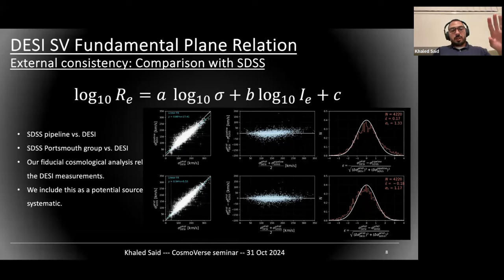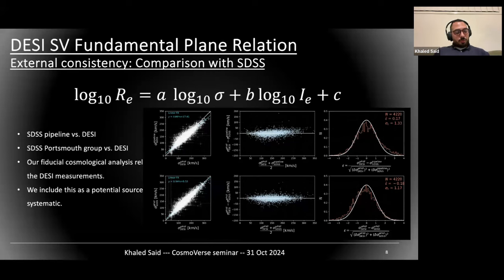So we compared the SDSS pipeline measurement of the velocity dispersion with DESI, which is what you see in the top panel here. And we compared another measurement that used SDSS, but used a method comparable to our method, which is pPXF. That's called SDSS Portsmouth, coming from the Portsmouth group. We compared both of them. And you can see with the pipeline, there is a shift here, and for the Portsmouth group, there is a shift on the other side.